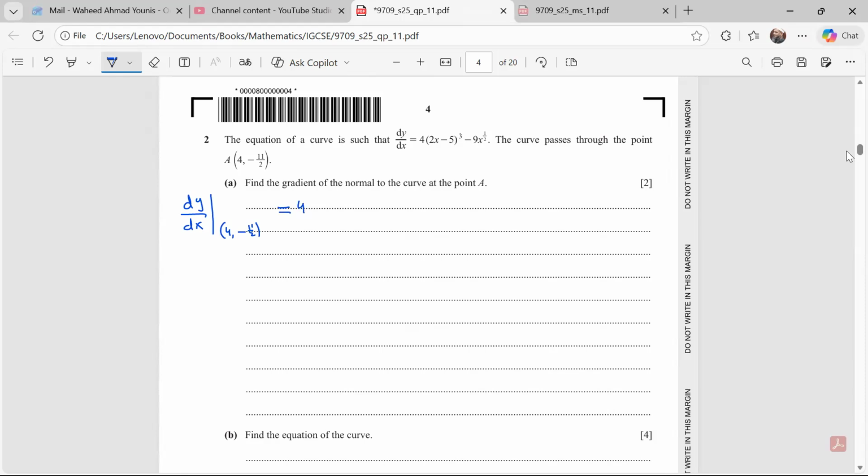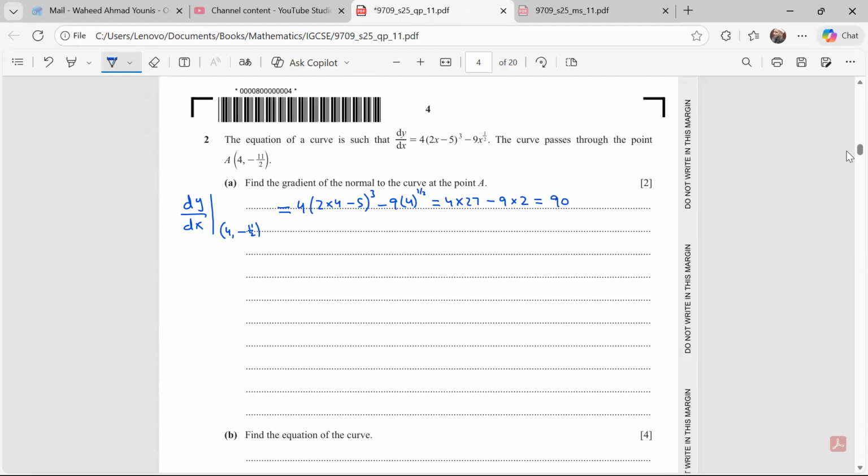It is 4 times 2 times x, which is 4, and minus 5 power 3 minus 9, and this is x power half, so x under root basically. So x is 4, so 4 power half. 8 minus 5 is 3. 3 power 3 is 27. So it is 4 times 27 minus 9 times 2. So 4 times 27 minus 18, and this gives us 90.